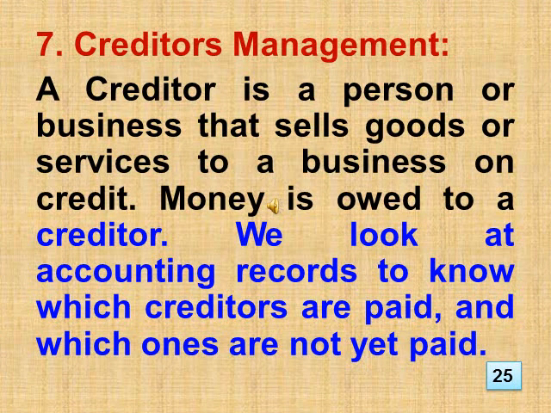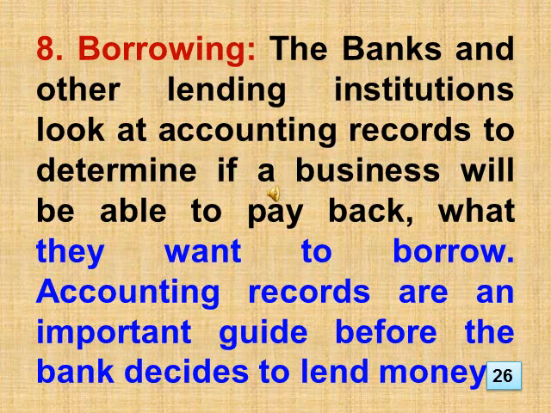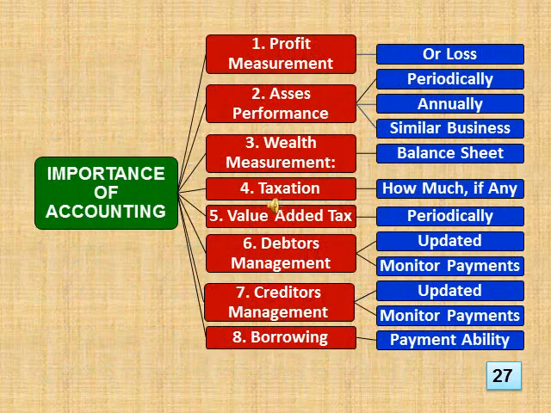A creditor is a person or business that sells goods or services to a business on credit. Money is owed to a creditor. We look at accounting records to know which creditors are paid, and which ones are not yet paid. 8. Borrowing. The banks and other lending institutions look at accounting records to determine if a business will be able to pay back what they want to borrow. Accounting records are an important guide before the bank decides to lend money. On this slide is a summary of the importance of accounting.